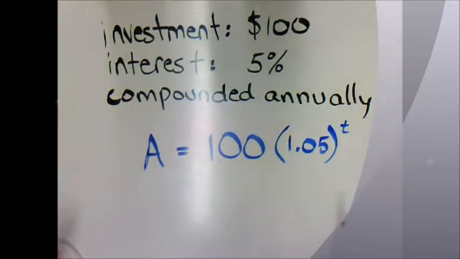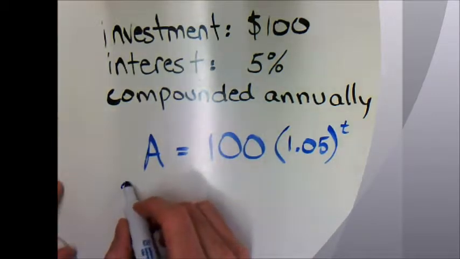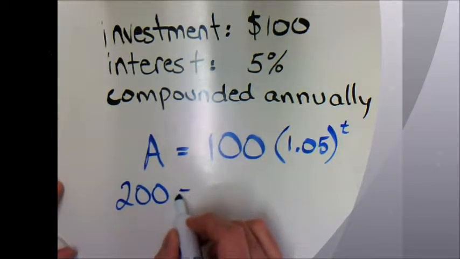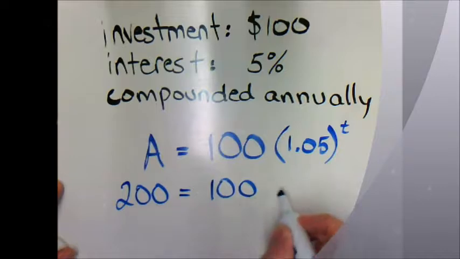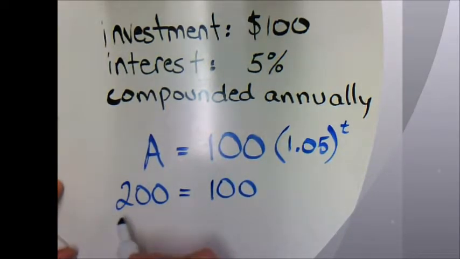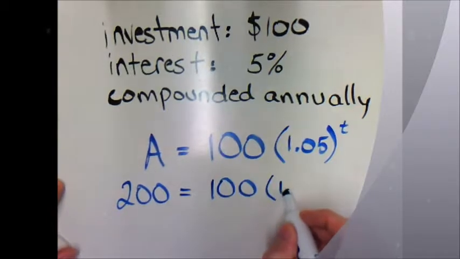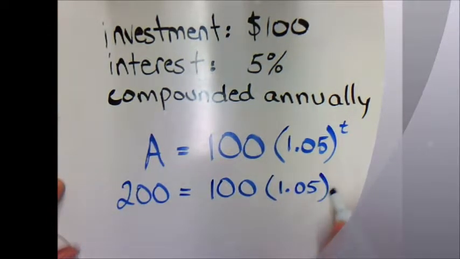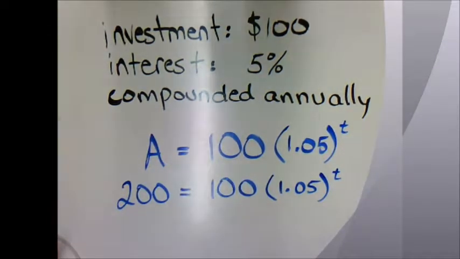So consider this equation. We want to find the time after which the value has doubled. So we're going to substitute $200 for A, because the amount that I invested was $100, but I want to see how long it takes to double. And it's going to be compounded annually at 5%. And I can go ahead and solve this using logarithms.